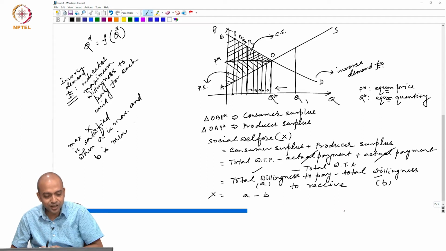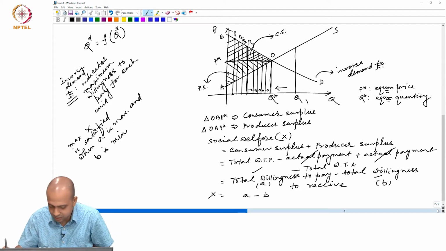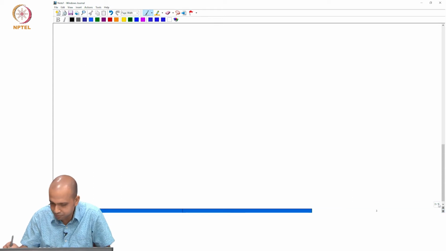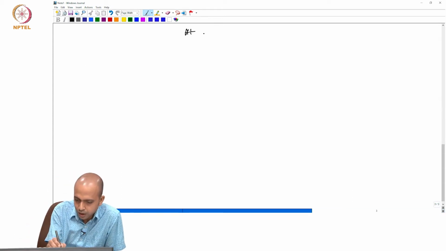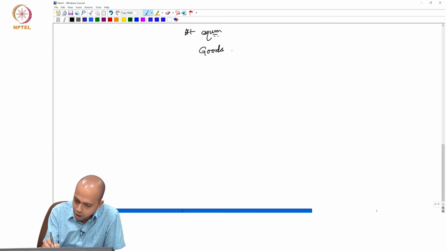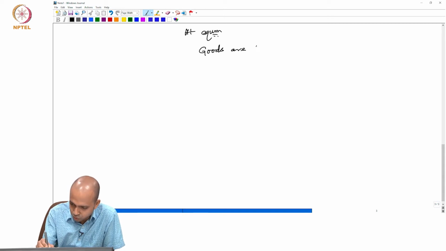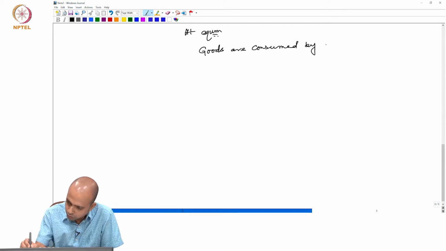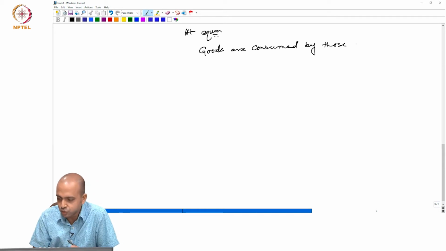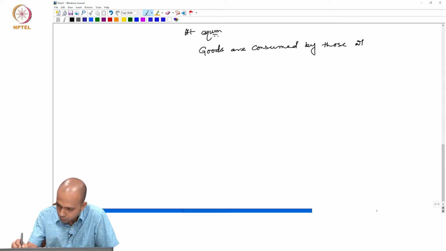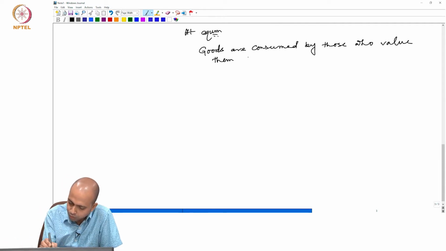So, that means what is happening at equilibrium? At equilibrium, what is happening then? This is what is happening. Goods are produced, goods are consumed by those who value them maximum.